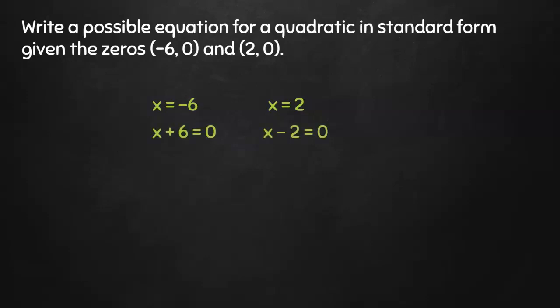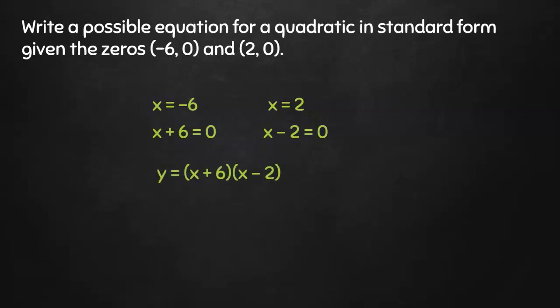Now remember that these correspond to a factor. Your answer of -6 came from the factor of x plus 6. When I set x plus 6 equal to 0, I would have gotten an answer of x is equal to -6. The same happens with x minus 2. That factor, when I set it equal to 0, would have given me my answer of +2.